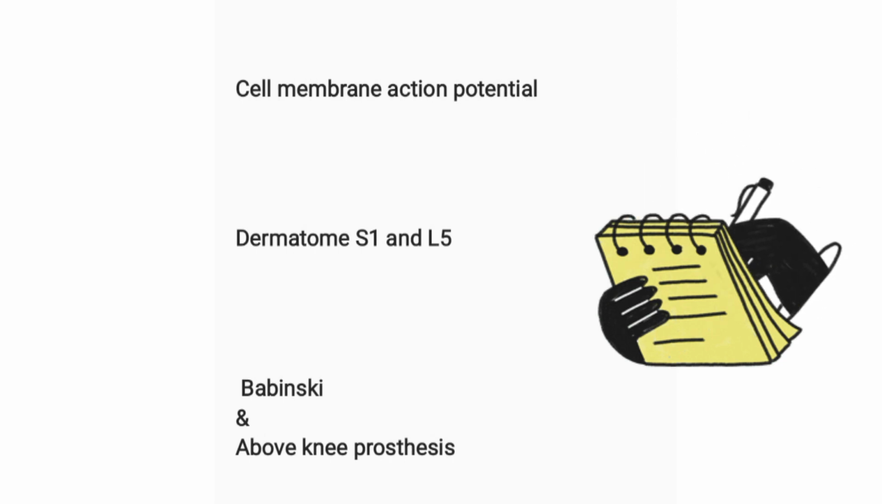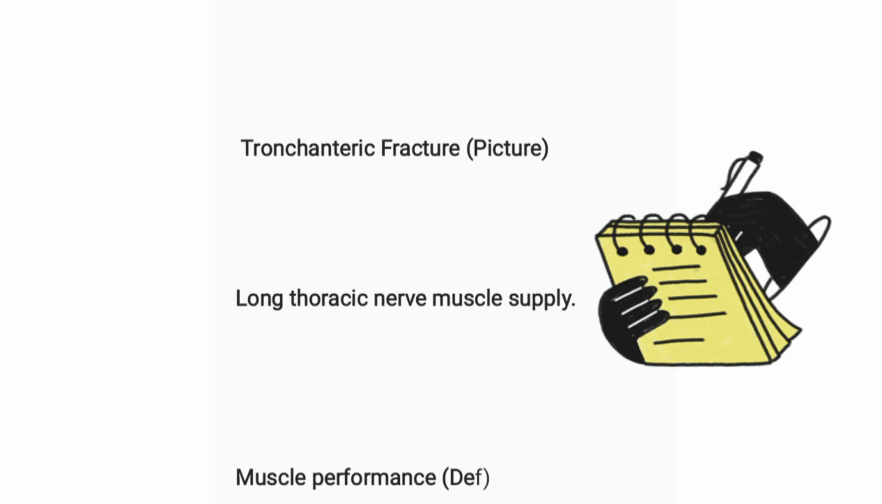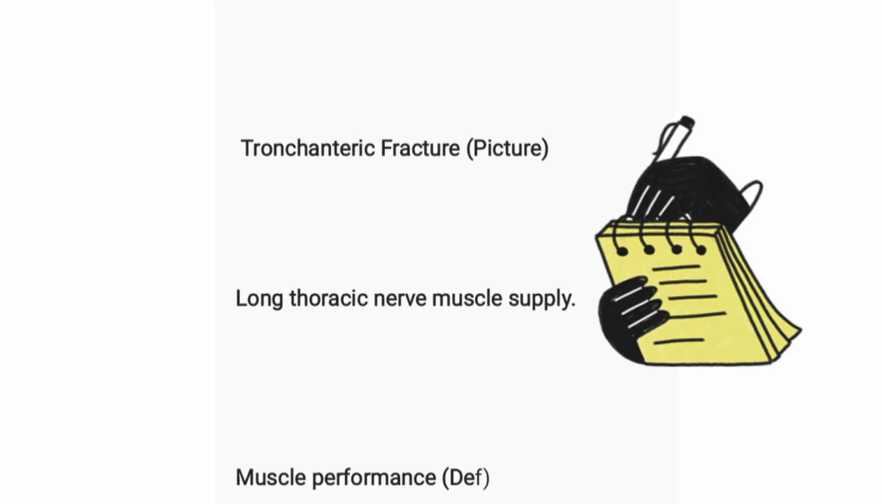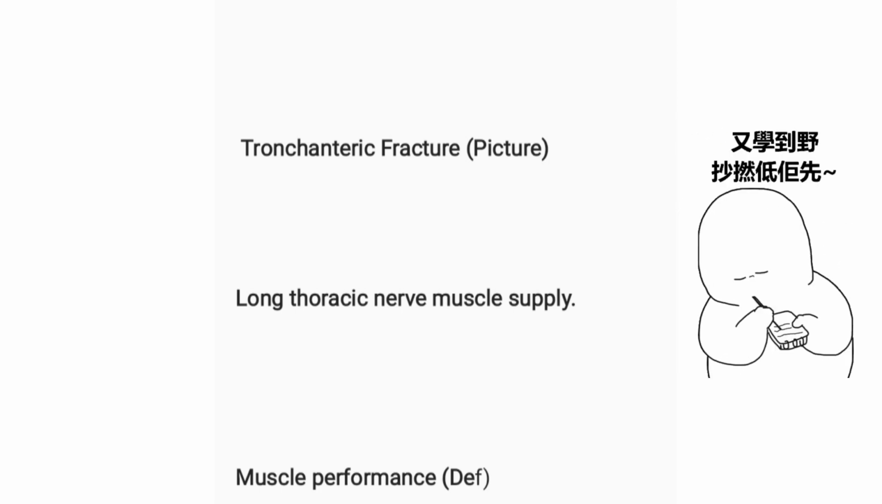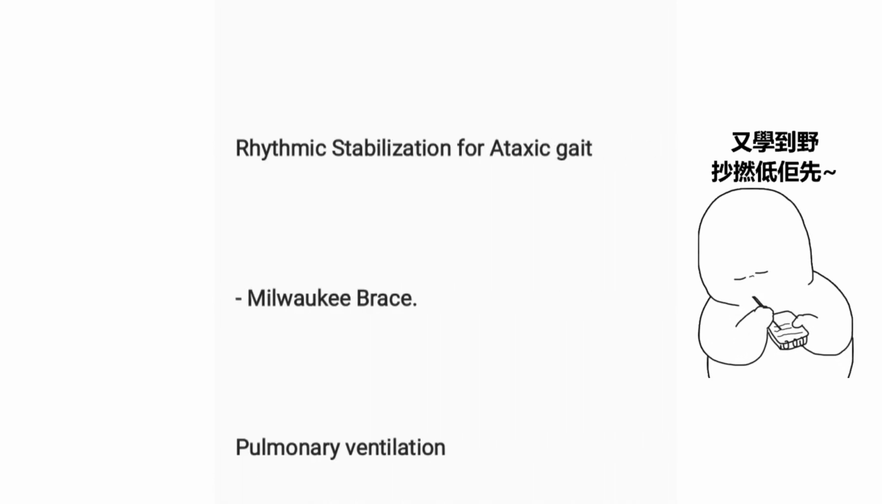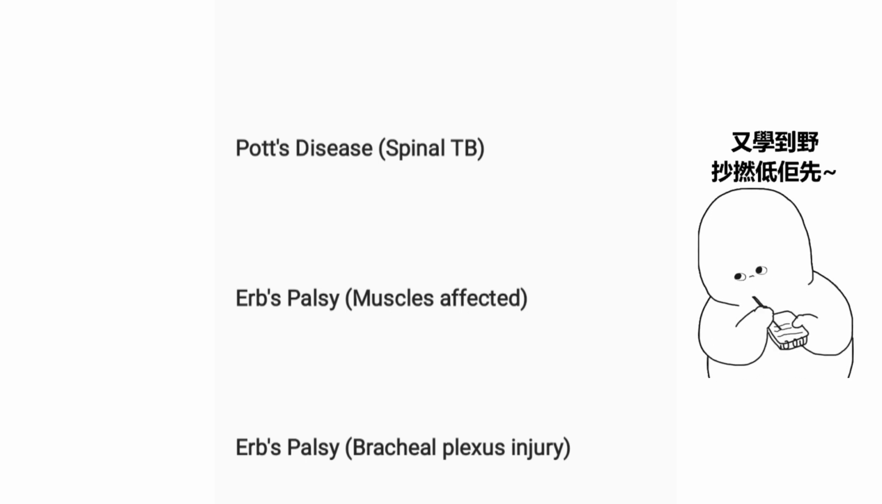knee prosthesis, picture of trochanteric fracture, long thoracic nerve muscle supply, definition of muscle performance, rhythmic stabilization for ataxic gait, Milwaukee brace, pulmonary ventilation, Pott's disease, spinal TB, Erb's palsy, muscle affected, Erb's palsy, brachial plexus injury.